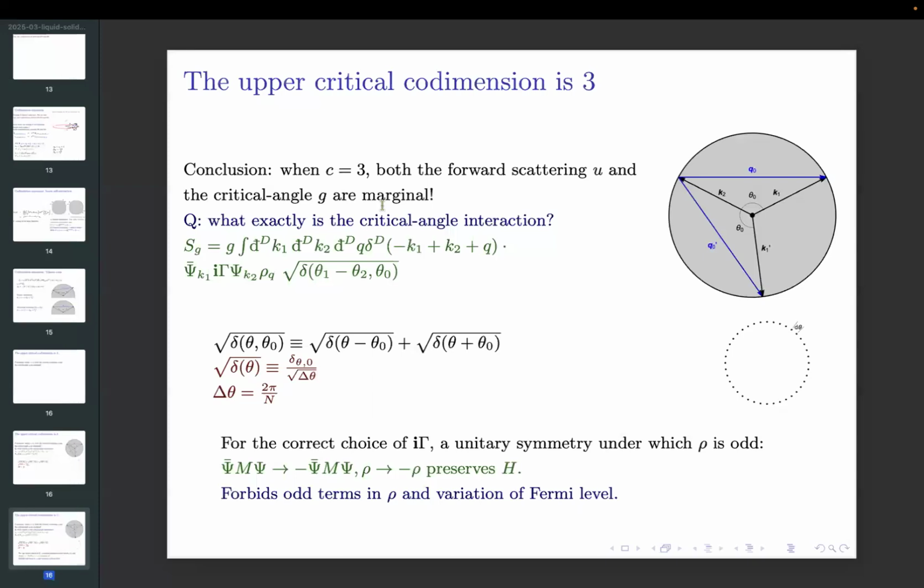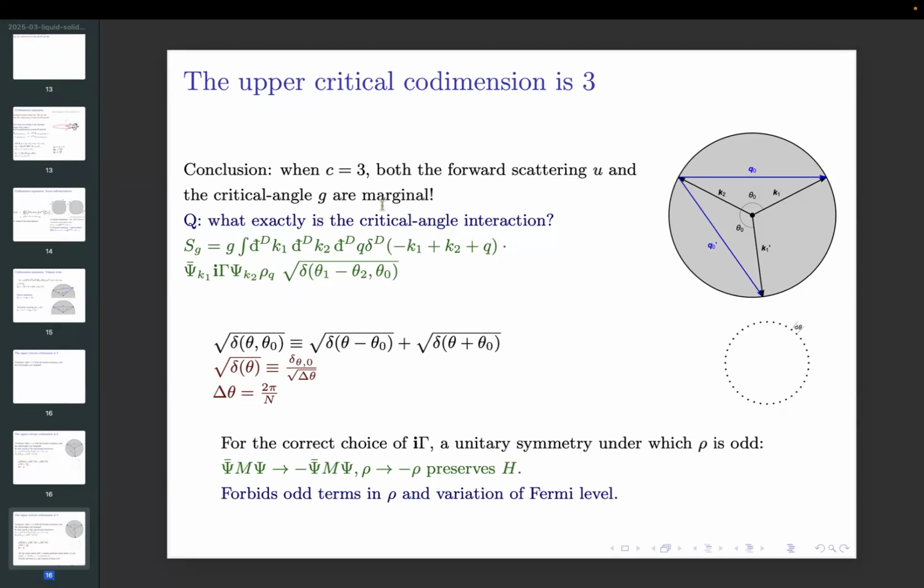So the marginal interaction I'm going to introduce will have some matrix here. We'll see that in order to extend the codimension of the Fermi surface, we need to introduce some spinor indices, and this matrix is a matrix in those spinor indices. For some choice of this matrix, there's a symmetry under which rho is odd. And moreover, the Yukawa coupling is invariant.